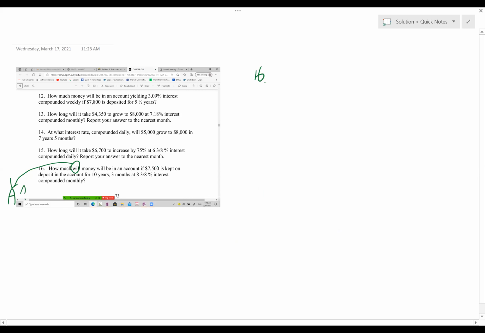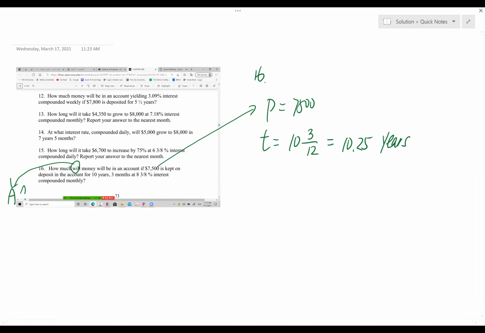Now we're given the principal, $7,500, and time t is given as 10 years, 3 months. You turn 3 months into a fraction, 3/12. Here it's easy to convert it to a decimal because 3/12 is 0.25, a quarter. So it's 10.25 years. The reason I don't keep it as a fraction is that you can turn it into a decimal with the rounding numbers.